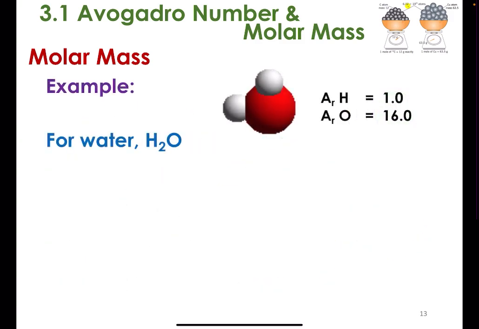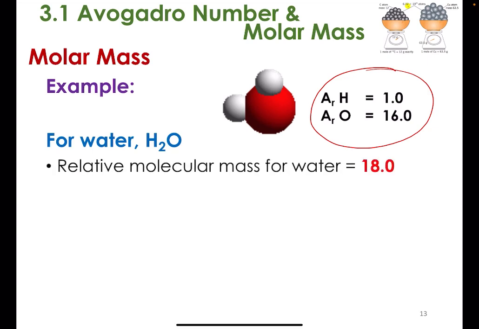So, for water, the chemical formula is H2O. So, how do you calculate the relative molecular mass for water? Relative molecular mass for water, Mr, is the summation of Ar. So, you have to add up all the relative atomic masses for H2O. So, you will get Mr is 18.0, as you can see here.